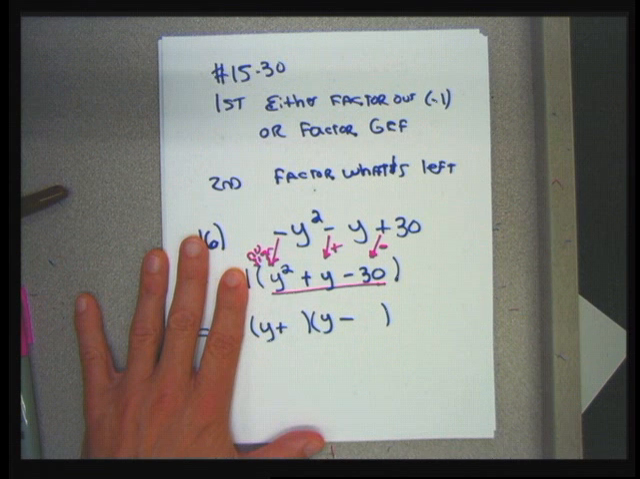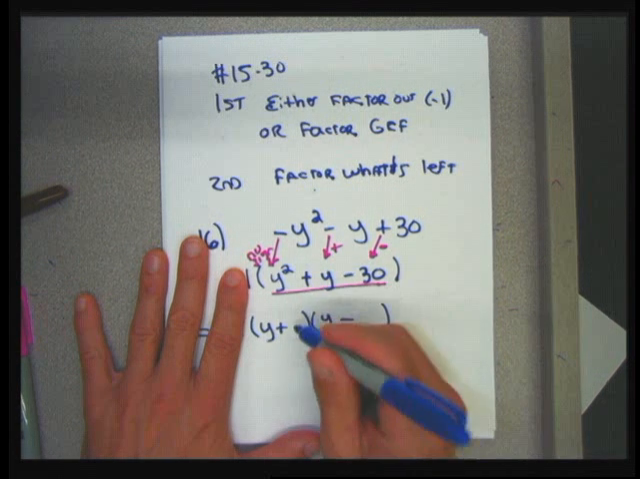What'd you get, Amanda? All right, and anybody want to help her? 6 and 5. My lasts are going to be 6 and 5 because 6 times 5 is 30. 6 minus 5 is 1. The bigger needs to be positive to make the y positive.